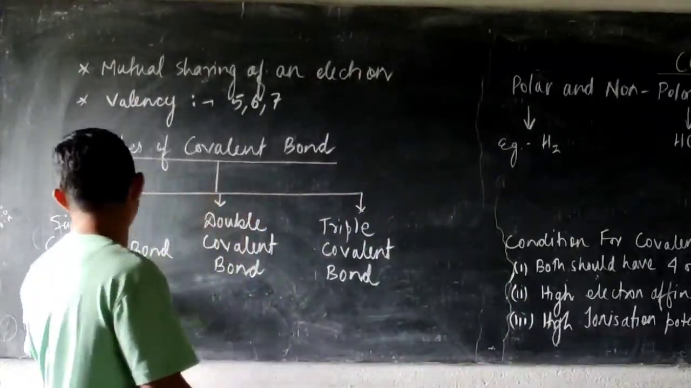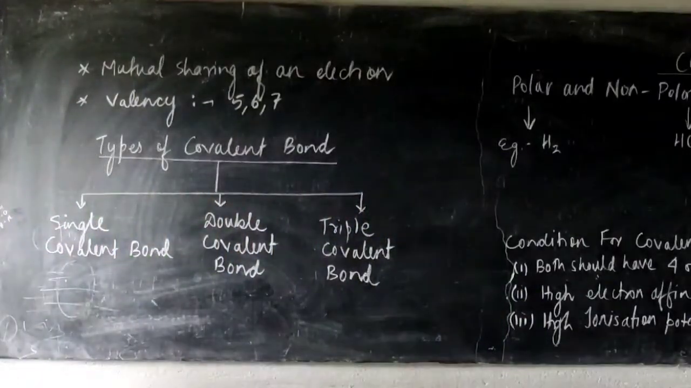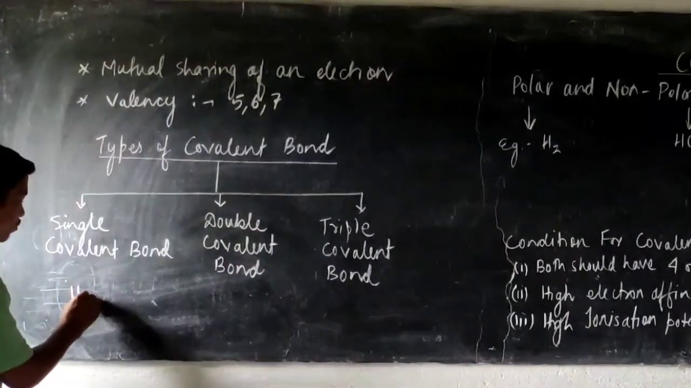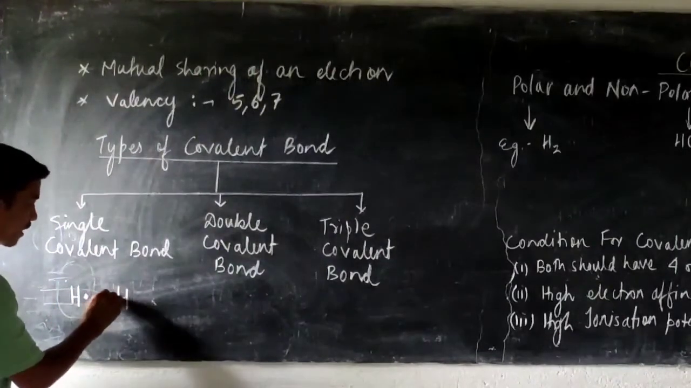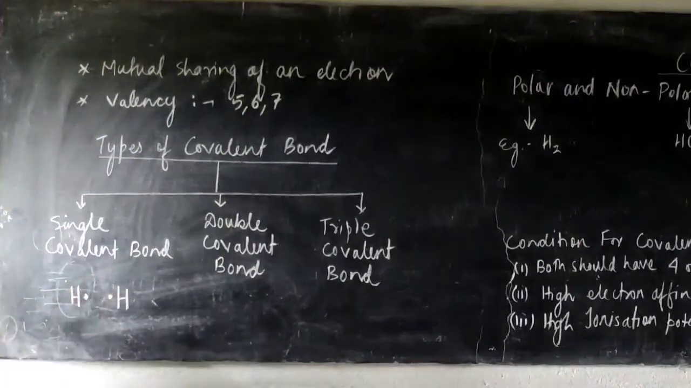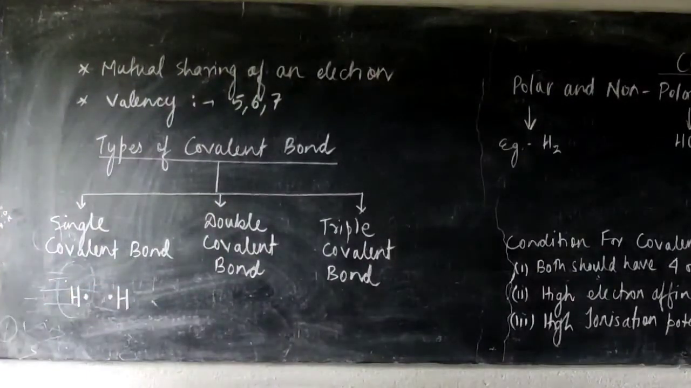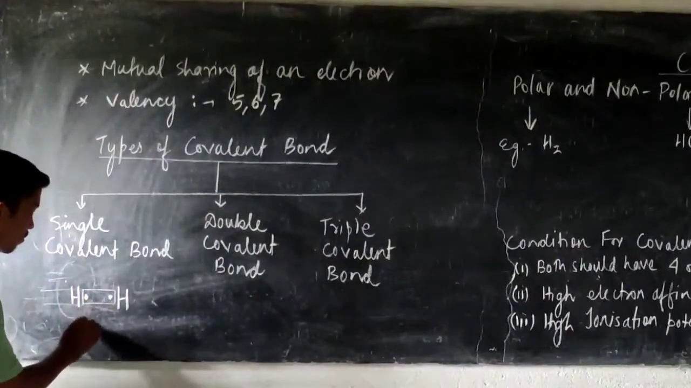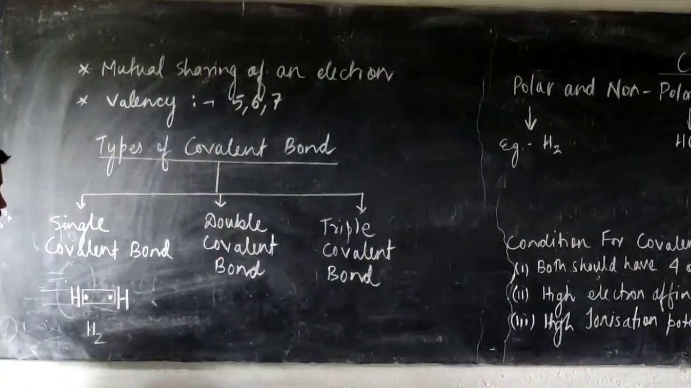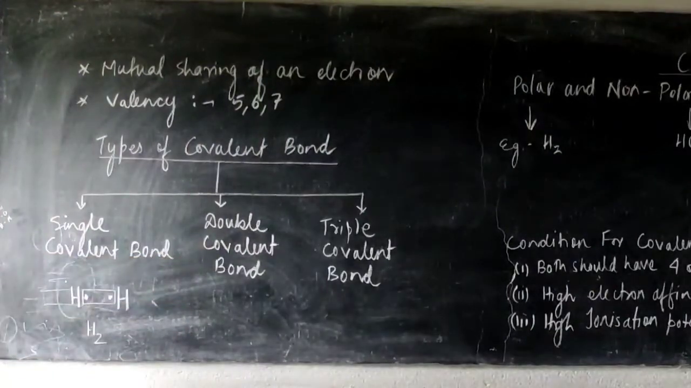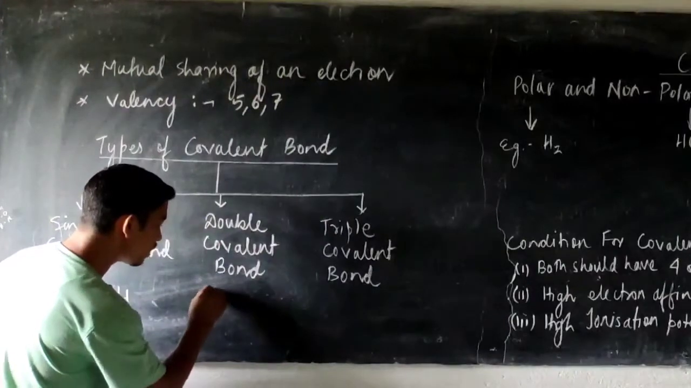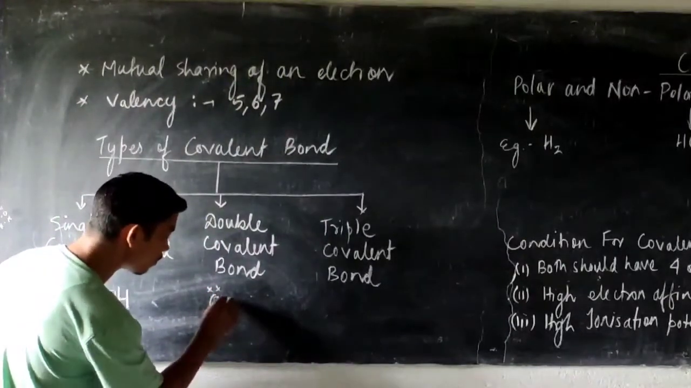For example, a single covalent bond is in the hydrogen molecule. Hydrogen has 1 electron in its outermost orbit, and so does the other hydrogen. So in order to gain stability, each of them requires 1 more electron. So what do they do? They share the pair of electrons. Thus it becomes the hydrogen molecule, and we write H2.